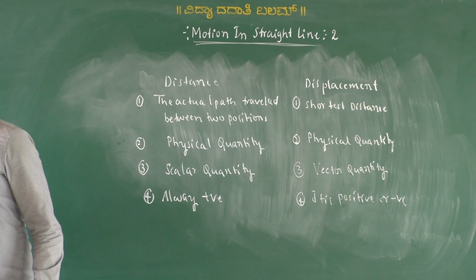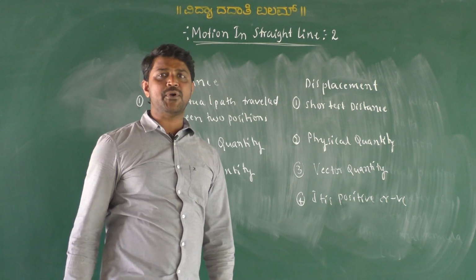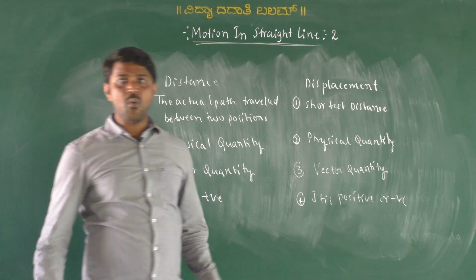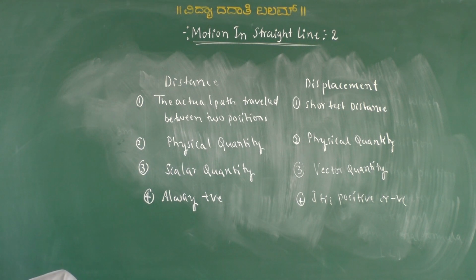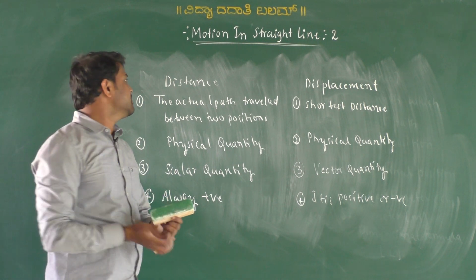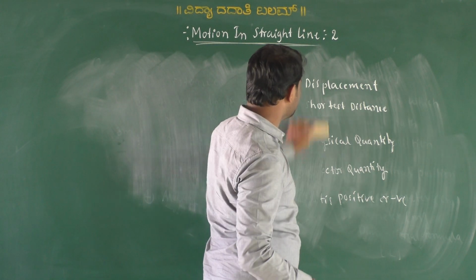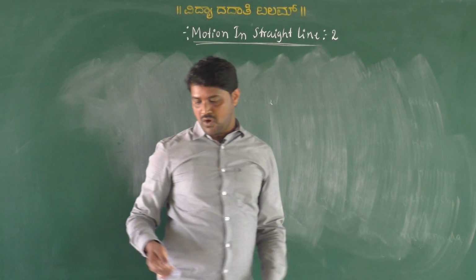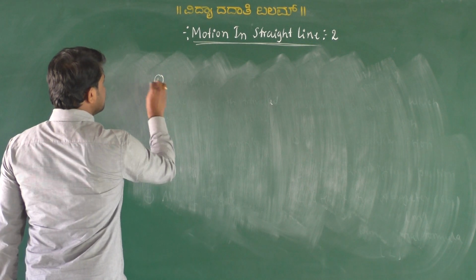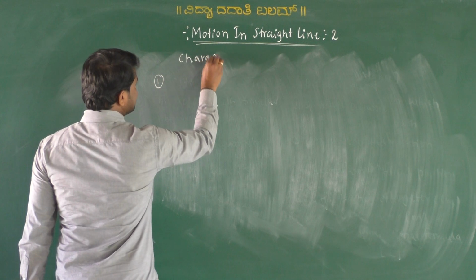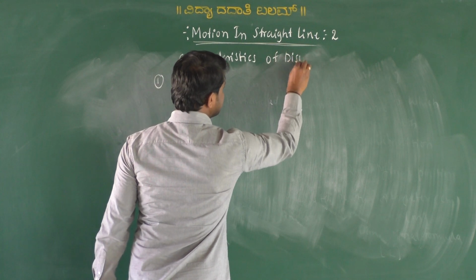So therefore, now let us understand what are the characteristics, what are the properties of a displacement. What actually meant for displacement? Okay, displacement is nothing but a shortest distance between two positions of a motion of a particle or motion of an object. So therefore, with the help of that concept, let us understand number 1, characteristics of displacement.